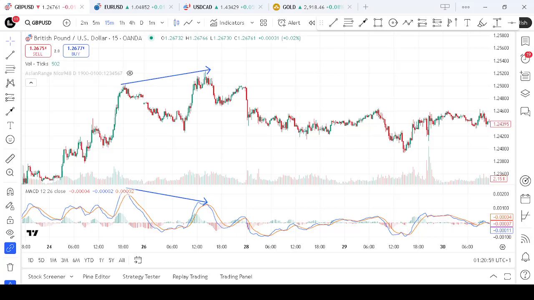Next is to consider your stop loss. Your stop loss placement after the crossover. Once we notice the crossover, we can enter. That will be around this area.